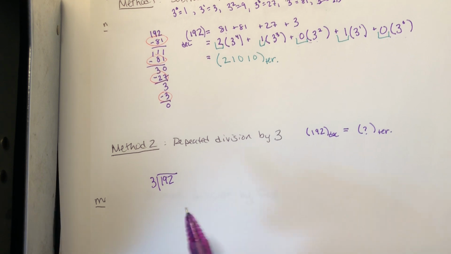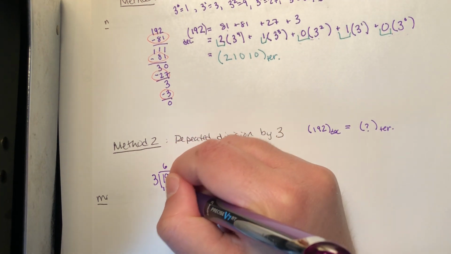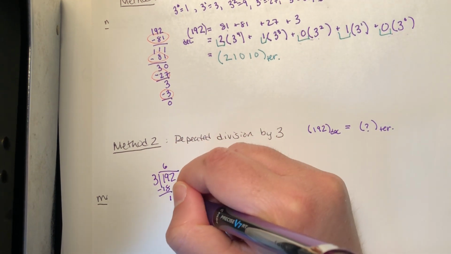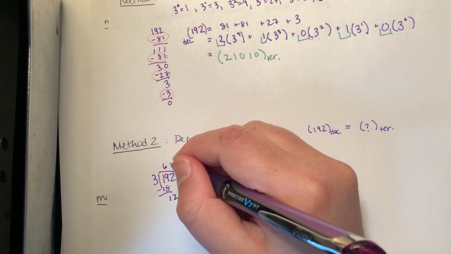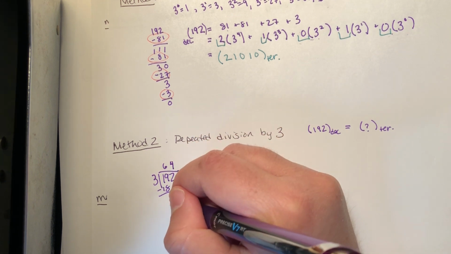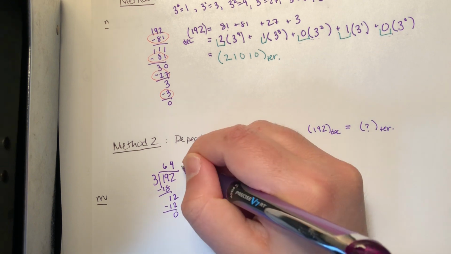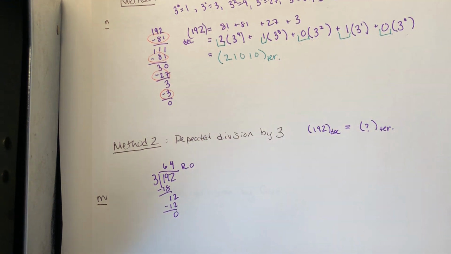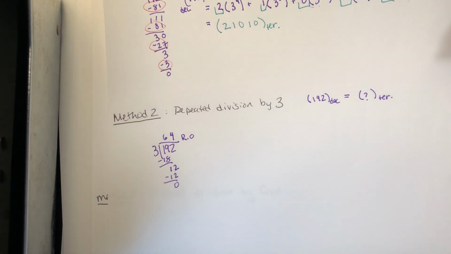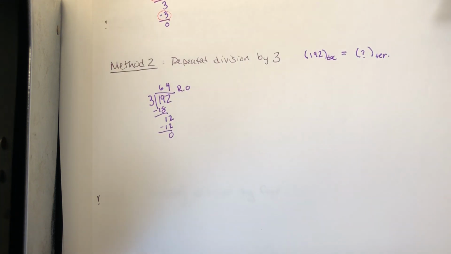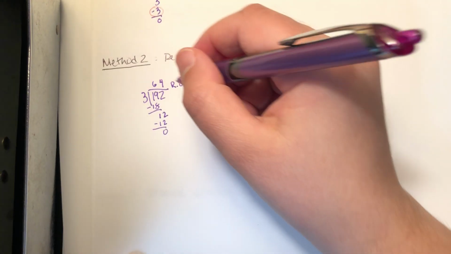So when I divide 192 by 3, I'll get, let's see, 18, bring down the 1, 3 goes into 12 4 times, and I don't have any remainders here. I have a remainder of 0, right? The remainders are going to end up being what's important, so I'm just going to keep track of my remainders each time.